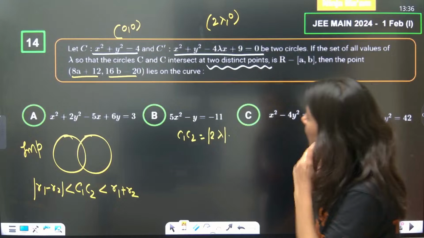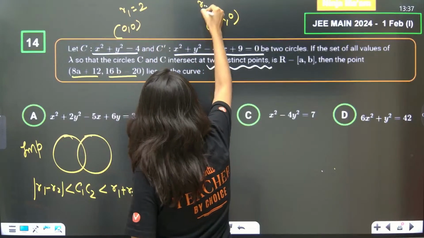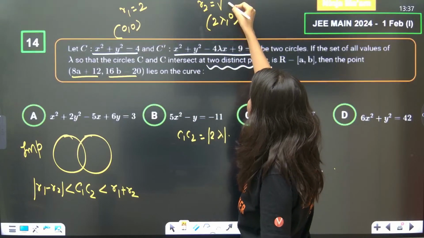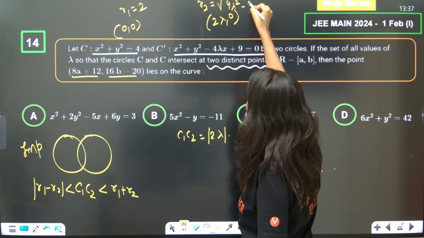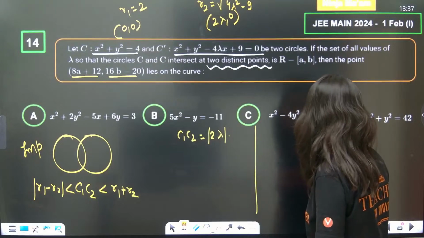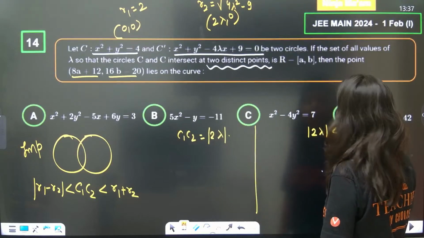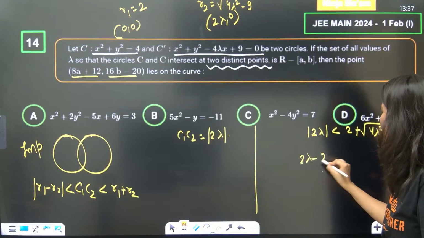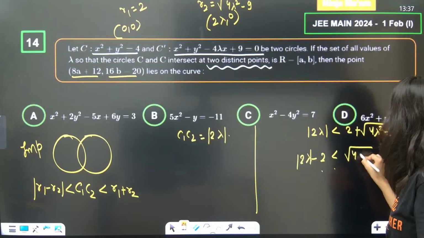Now radius R1 is equals to 2. What about R2? Square root of g square plus f square minus c. So square root of 4 lambda square plus 0 minus 9. So this is your R2. Now let's apply this condition. Mod of 2 lambda is less than R1 plus R2, that is 2 plus square root of 4 lambda square minus 9. Let's solve it out. Mod 2 lambda minus 2 is less than square root of 4 lambda square minus 9.